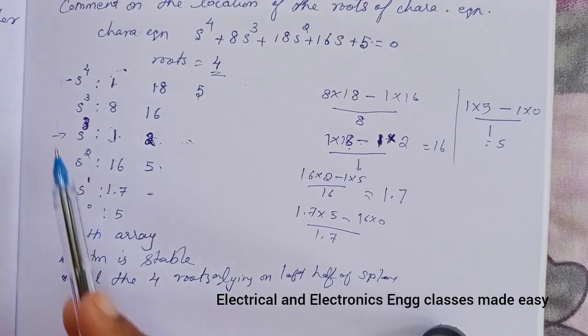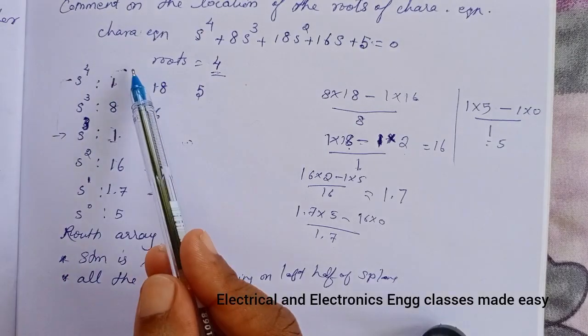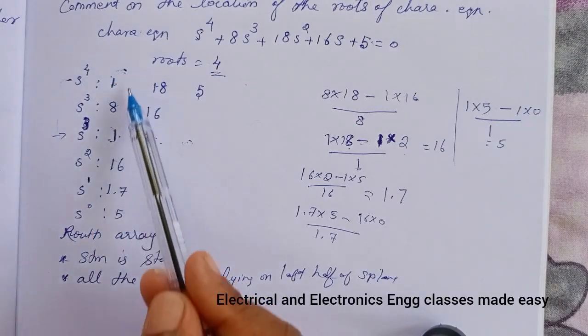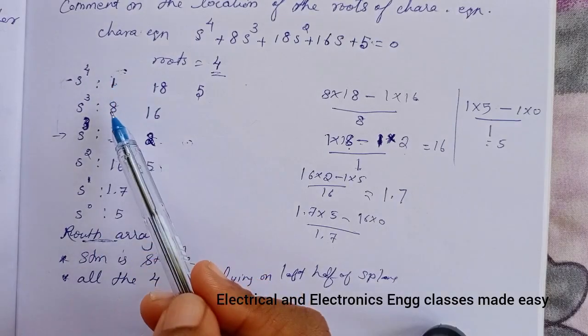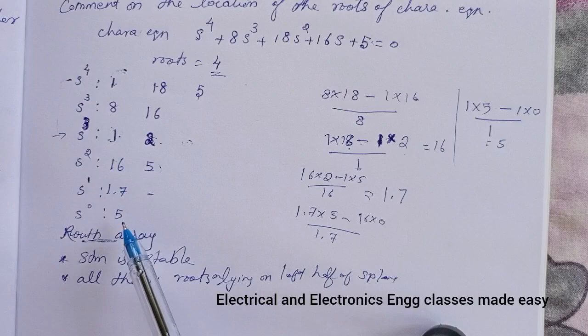So this system is stable because in the first column of this Routh array we get all the elements as positive.